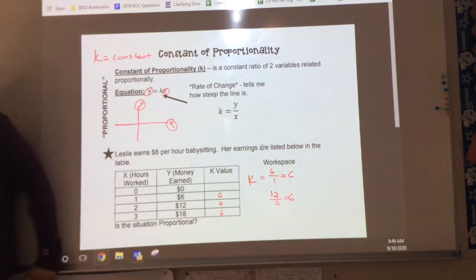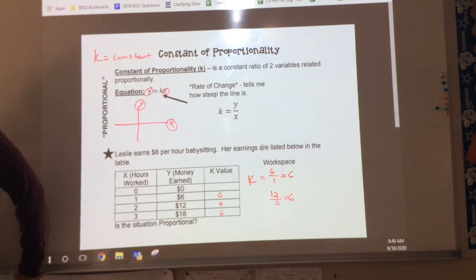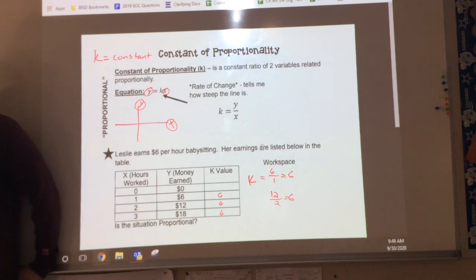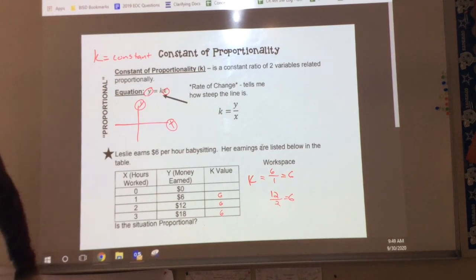Does anybody know what the word proportional means? What does that mean, Anthony? Split into like little groups. It's a unique way to describe it, but I don't think you're wrong. Anybody else? Kate, what do you think? Like separate values. Okay, yeah, separate values, but we're trying to find the consistency there, right?